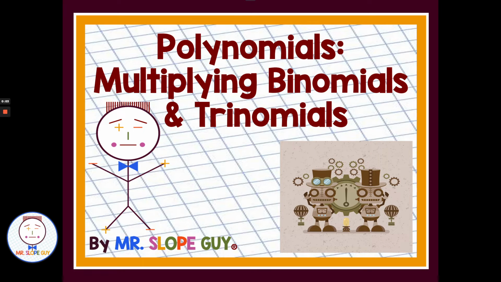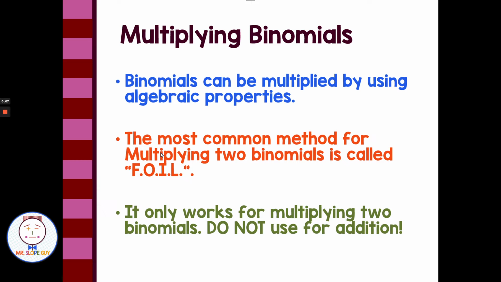Polynomials: multiplying binomials and trinomials. Let's start with multiplying binomials. Binomials can be multiplied using algebraic properties. We're using the distributive property and the associative property.